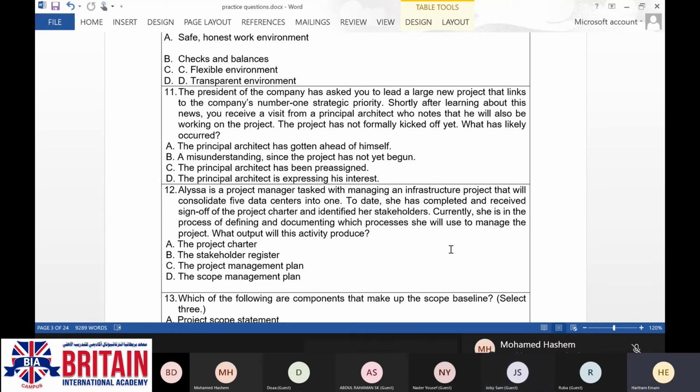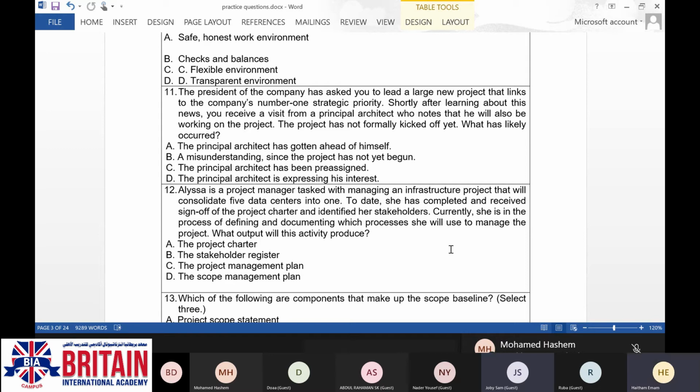It's not a separate standalone document from all the other plans. It's going to be a consolidated document. All of these plans will be under a certain umbrella called the project management plan. Okay. It's not the project charter because we have already done the sign off of the project charter. So I know that that will not be there. The other two are part of the project management plan.